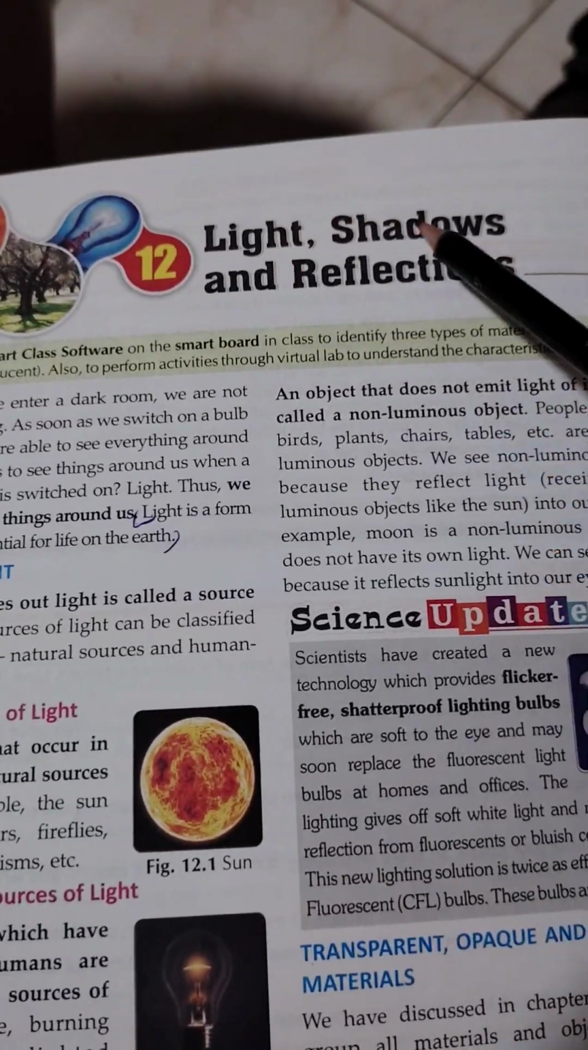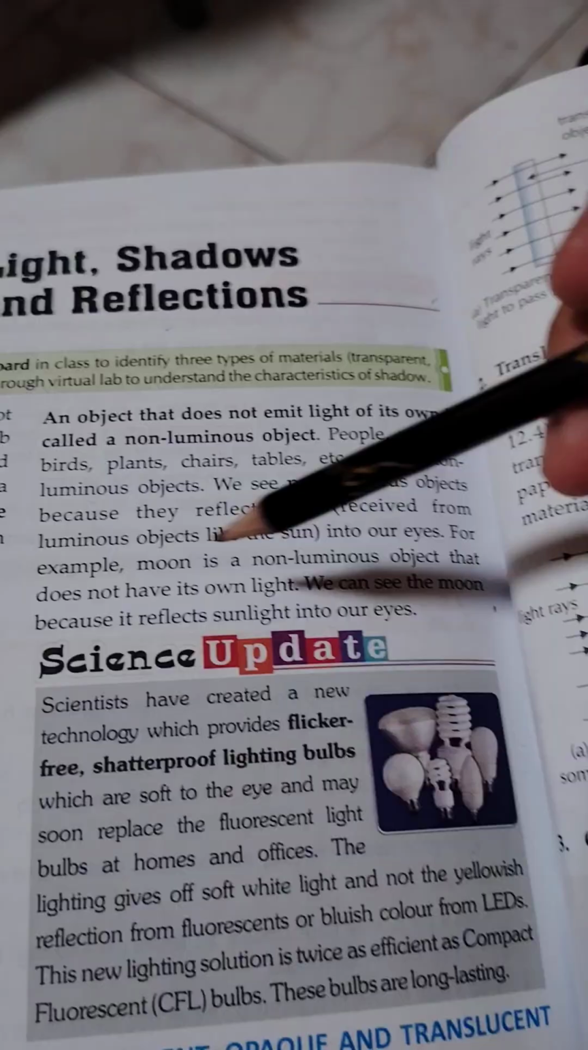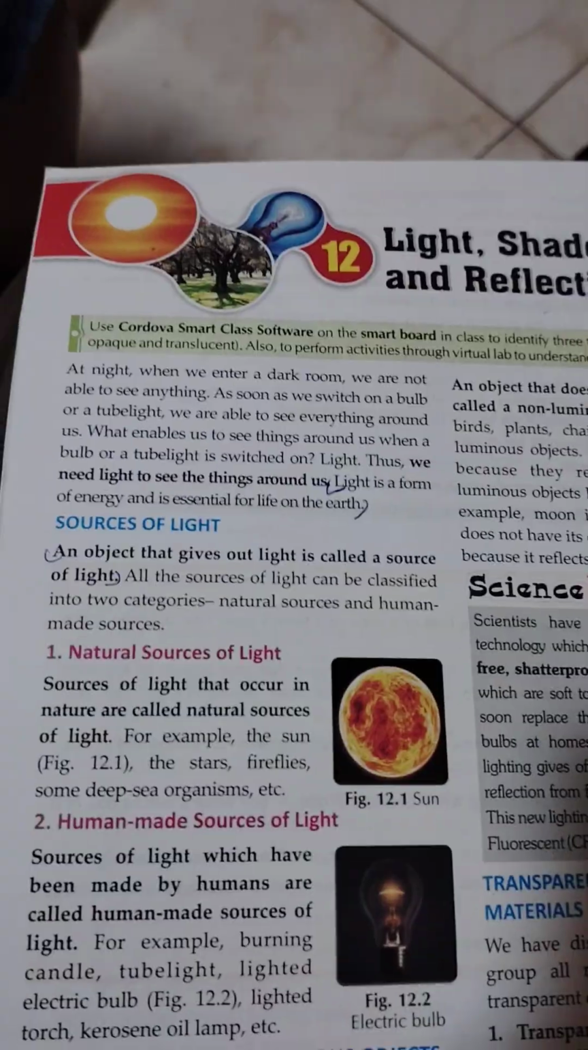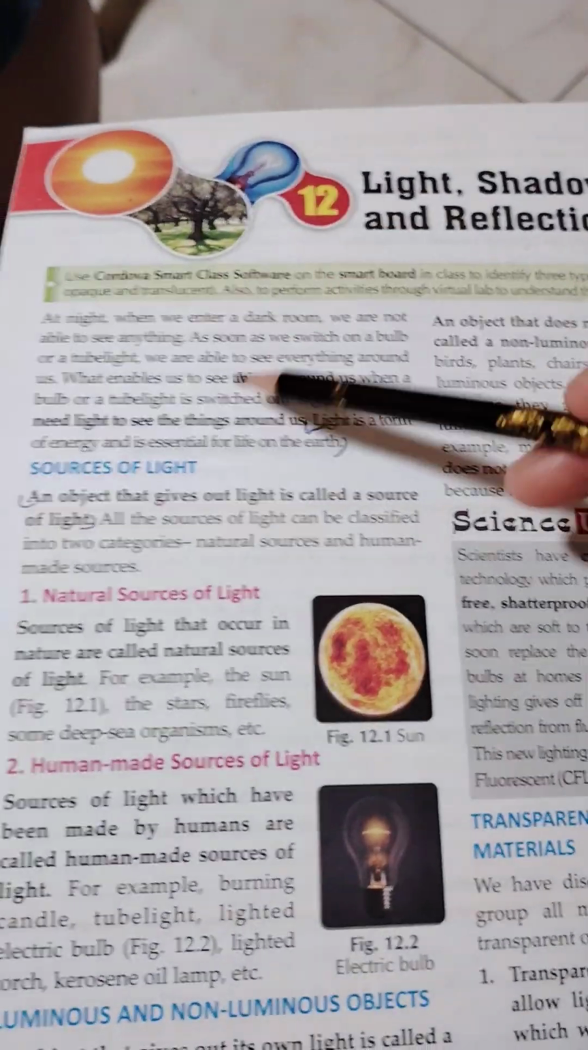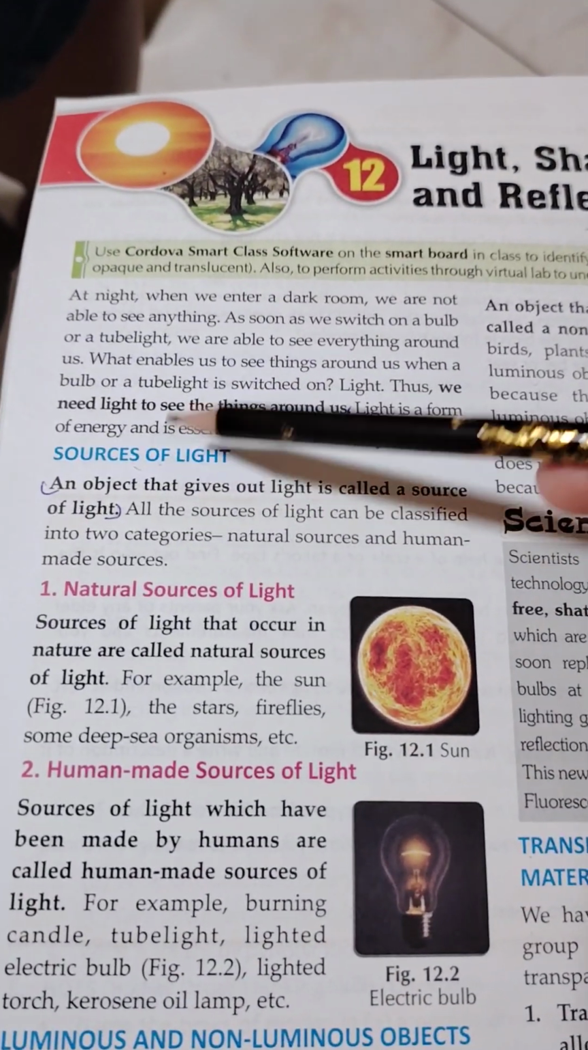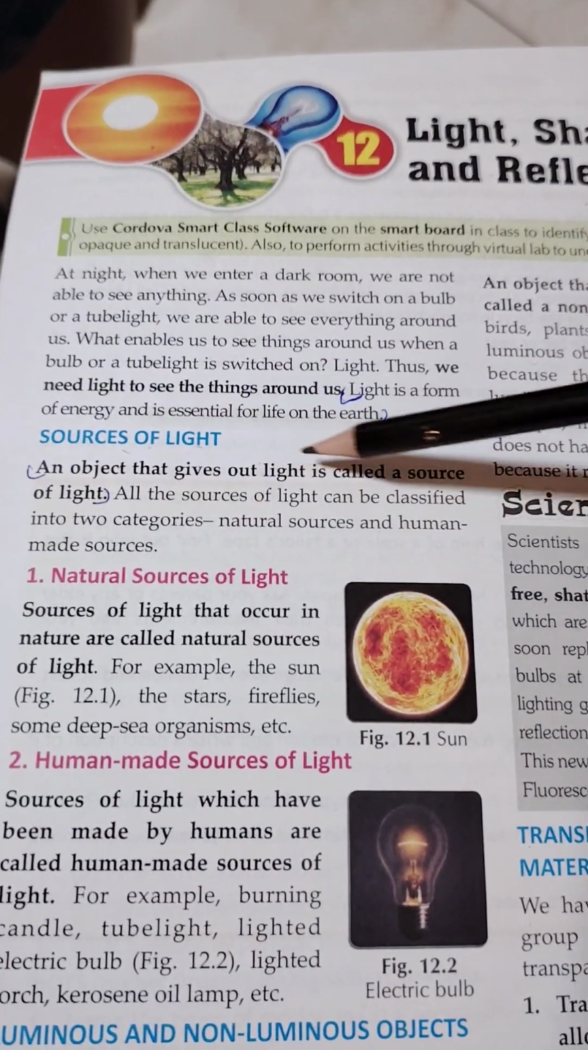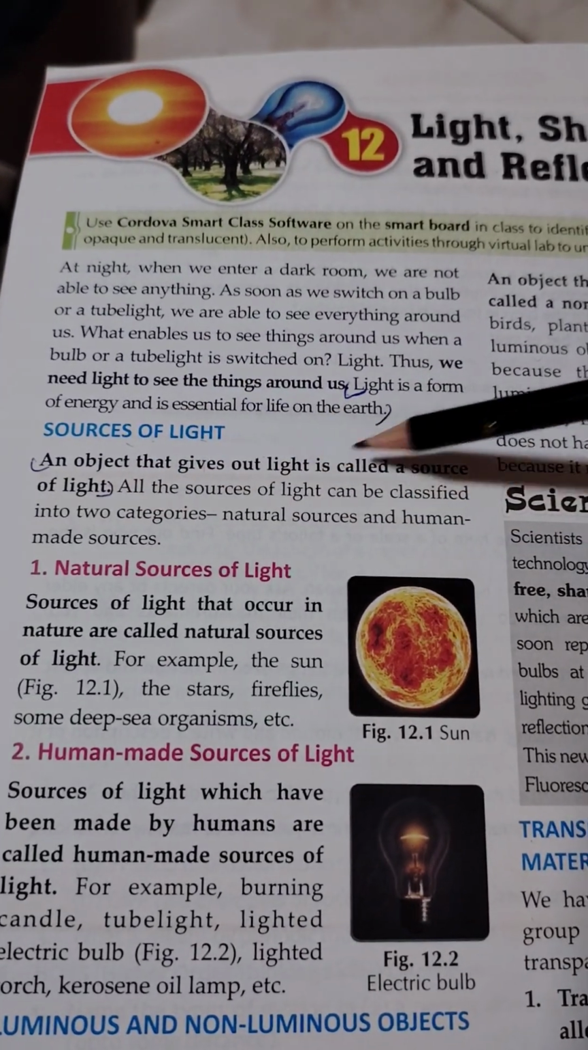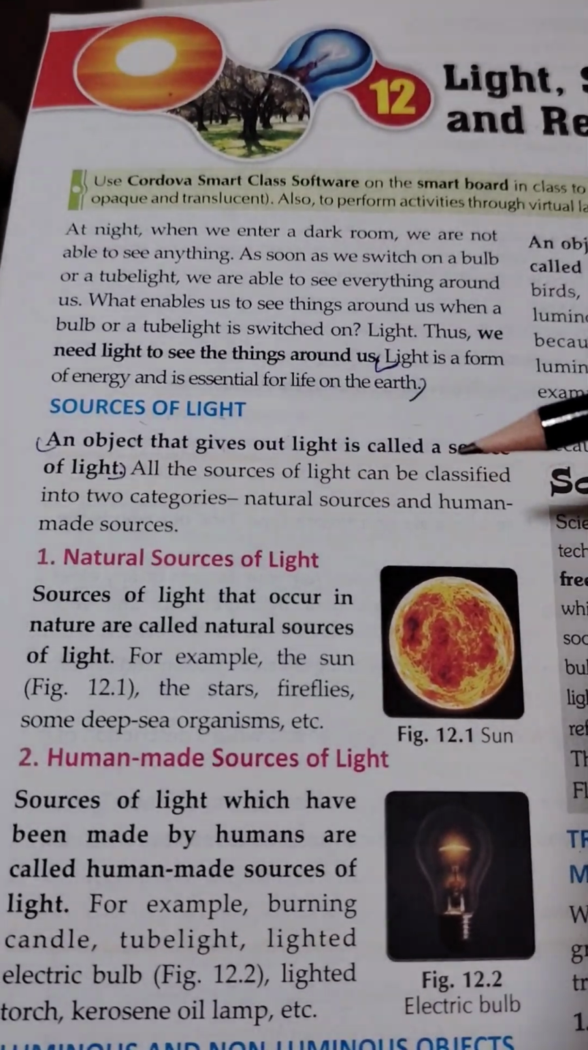Chapter is about light, shadow, and reflection. Okay, first we'll start with easy. Light. Definition of light. Where do we get light from? An object that gives out light is called a source of light. Light কোথা থেকে আসে, সেটা is source of light.